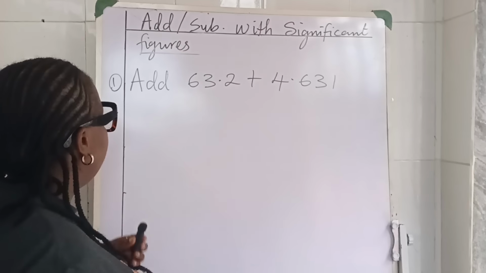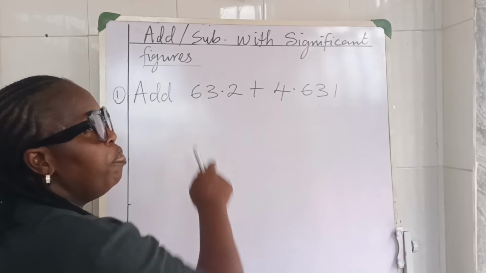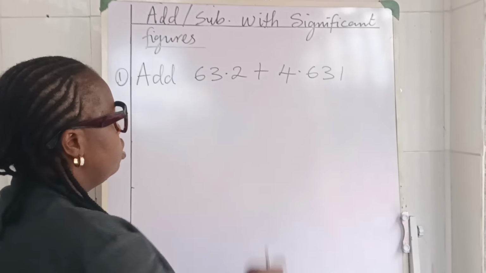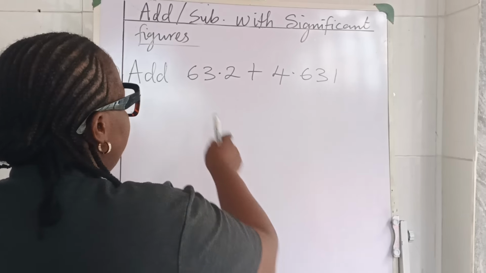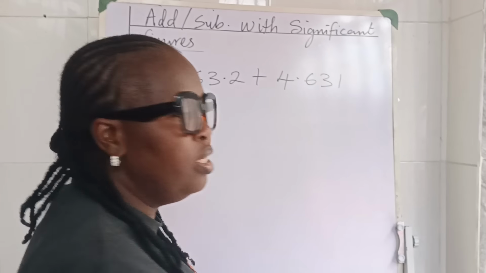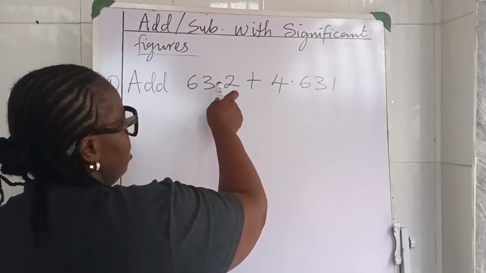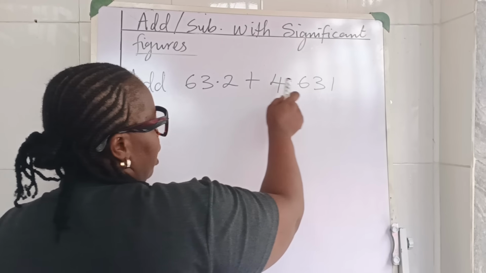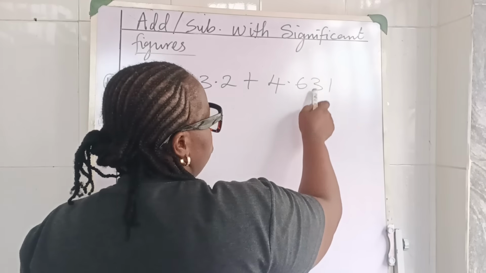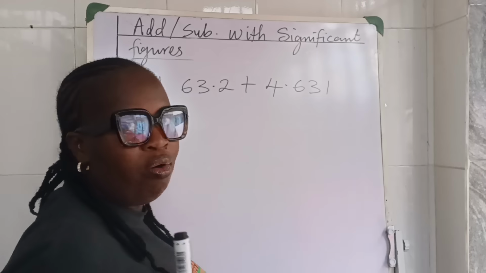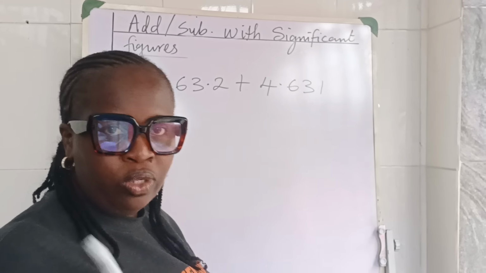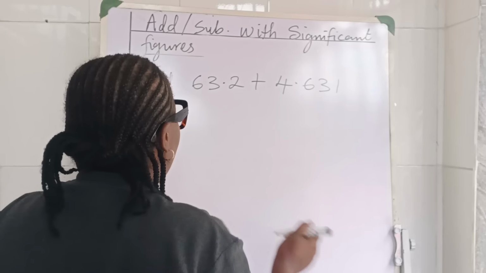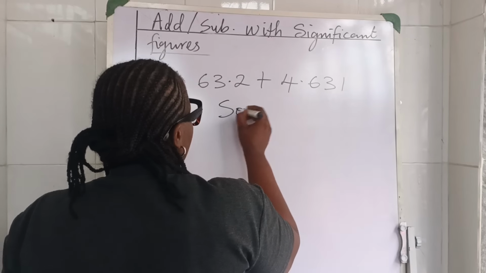Now, number one says, add 63.2 plus 4.631. This 63.2, how many decimal places are there? After the decimal, we have 1. And 4.631, how many decimal places? 1, 2, 3. Now, our final answer will be just one decimal place. That was what I was trying to explain. Now, let's work it out. Solution.